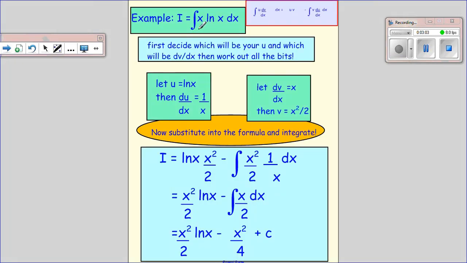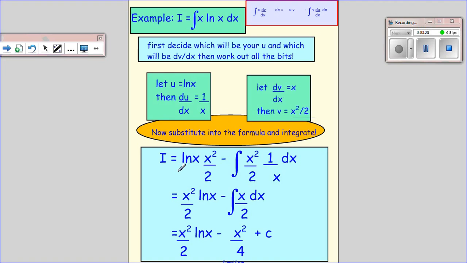Okay, so here's another question. I've got my integral equals the integral of x ln x dx, and from what I said before, I'm going to choose u equals ln x, dv by dx equals x. Differentiate ln x, I get 1 over x. Integrate x, I get x squared over 2. So I add 1 to the power and divide by the adjusted power.